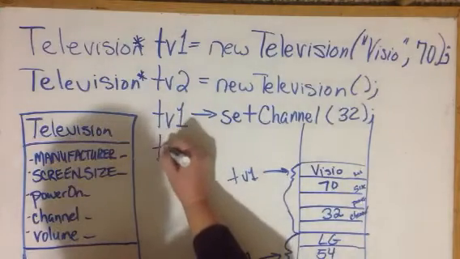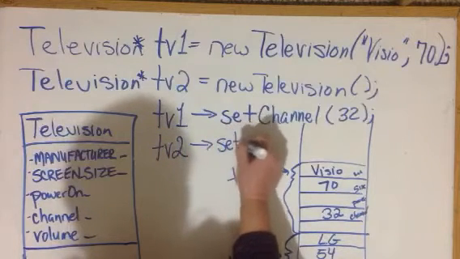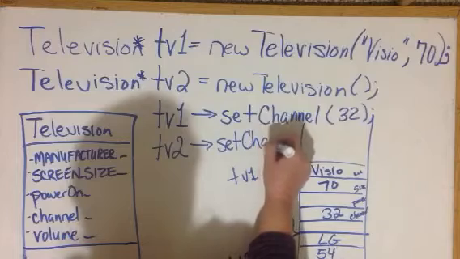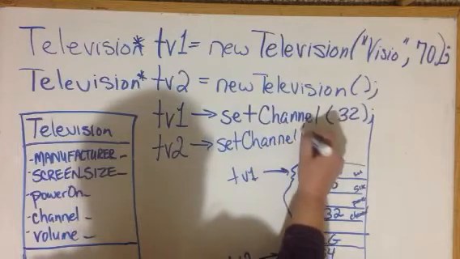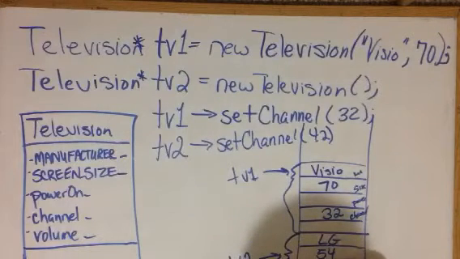If we want to set the channel on TV2, we have to call that on the TV2 object, and we can pass in a different channel, and maybe we want to set TV2's channel to 42. And so we have them separate in the fields.